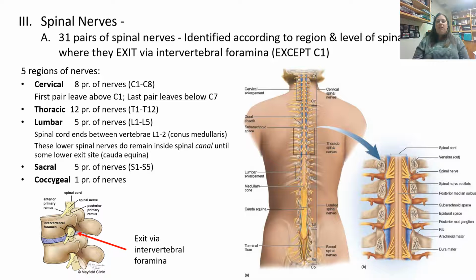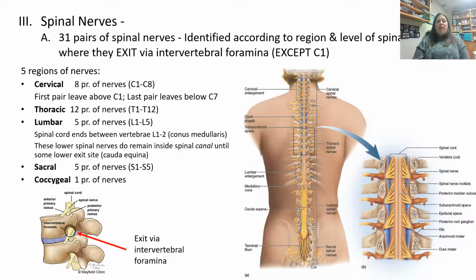They are identified according to their region and level of the spinal cord where they exit. Okay, now remember, they are going to exit out of the intervertebral foramen. Those little spaces between the vertebrae, the spinal nerves are going to exit out. Now there's one exception, which is the C1.